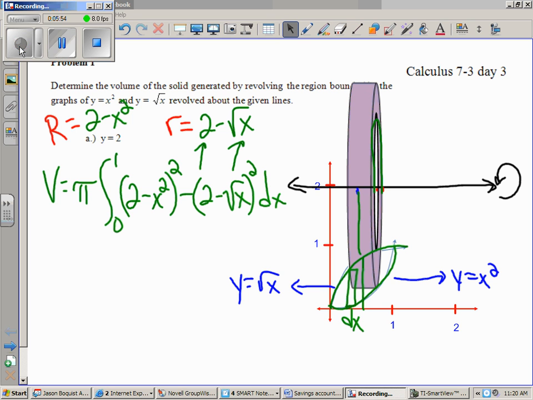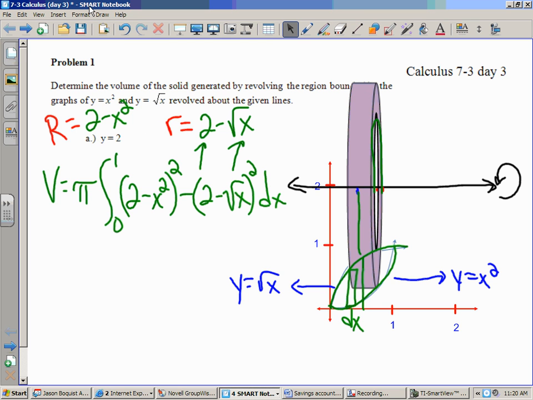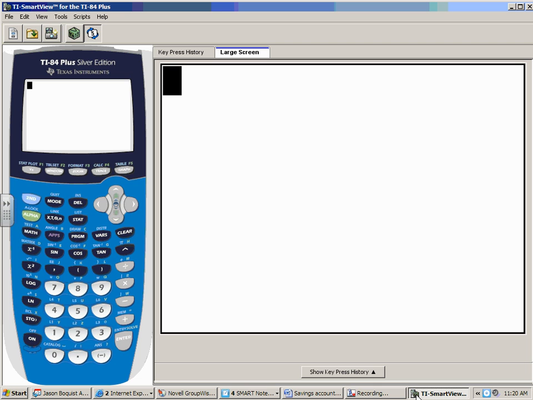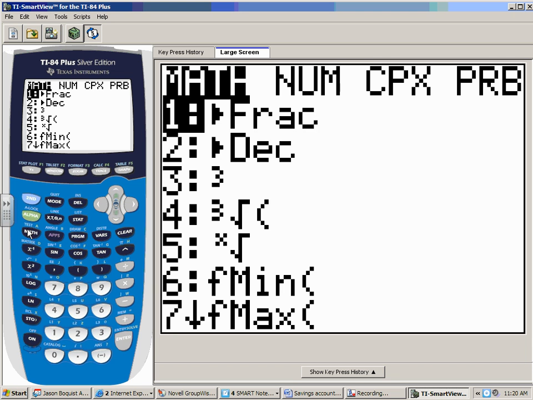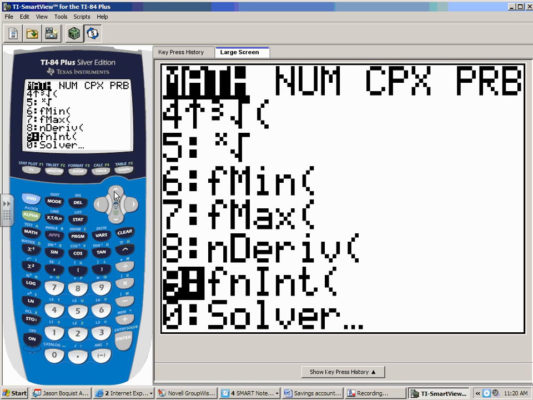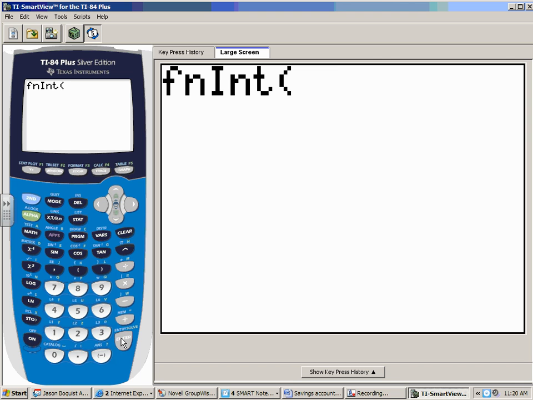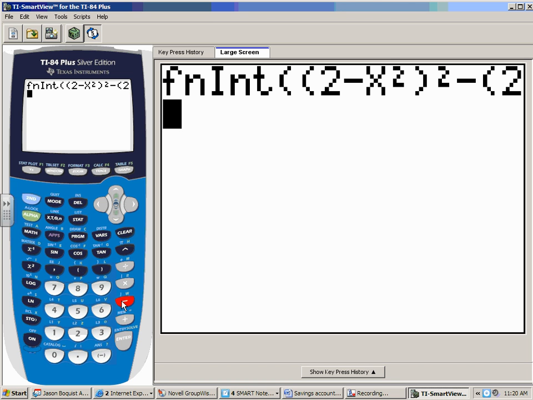All right, I know a lot of you are using the graph, which is fine, but I just want to review that other method in case you do get stuck on these. Where else can you go if you don't want to use the graph? Math, yep, and down here is right there. Then you would probably start with a parenthesis, and it would be 2 minus x squared. What do I have to type next? Squared, very good. And then minus, we start another parenthesis, 2 minus the square root of x.